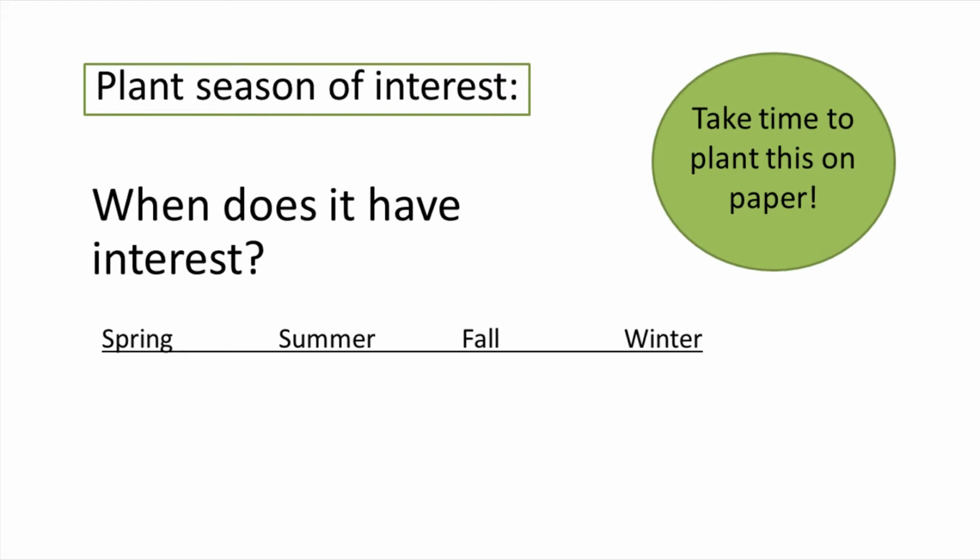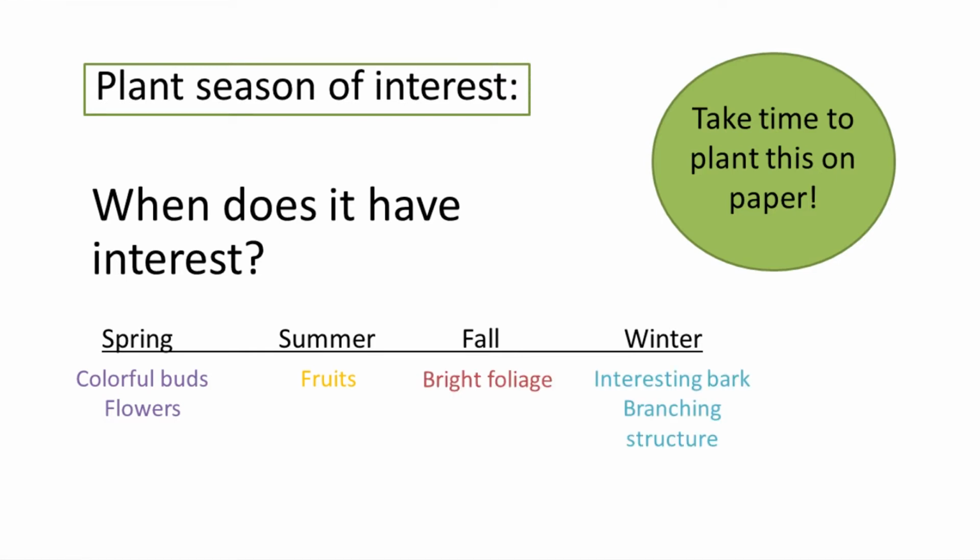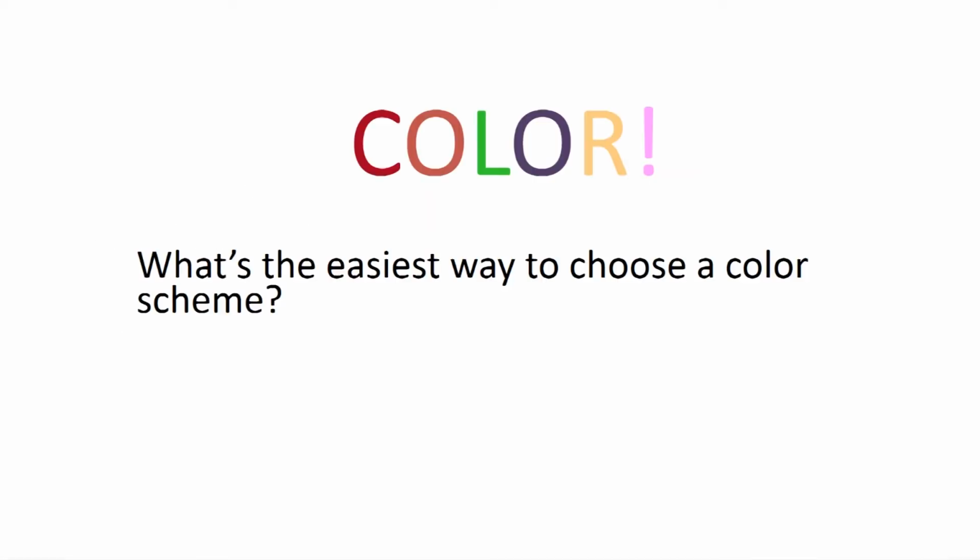For example, a plant might have nice early spring colorful buds, followed by late spring flowers, then summer fruits and bright fall foliage color, and even interesting bark or branch structure during the winter. Once we start combining plants, we have to make sure that we have something of interest all year long, and be certain that the landscape doesn't look like bright fireworks in June and boring green the rest of the summer.